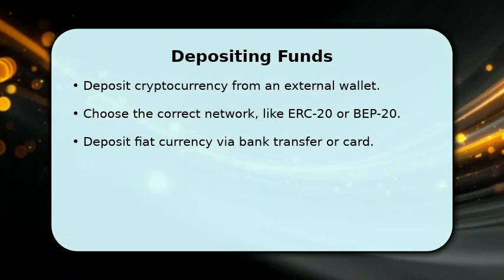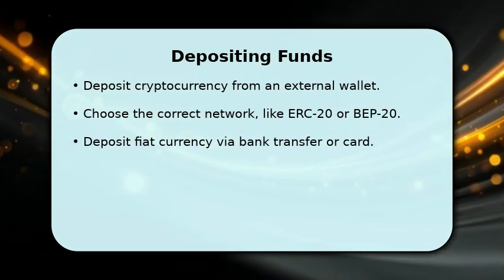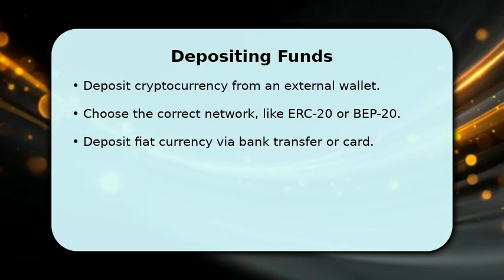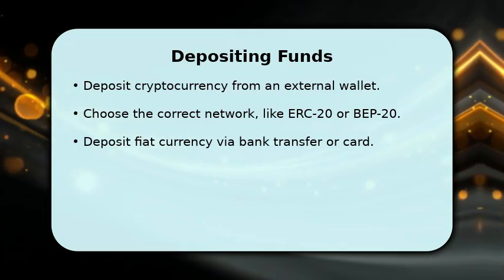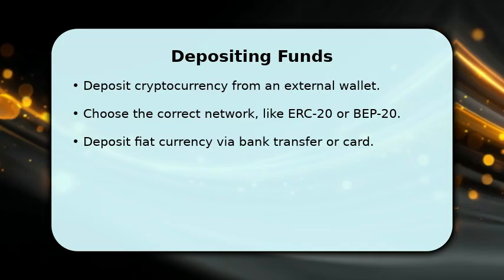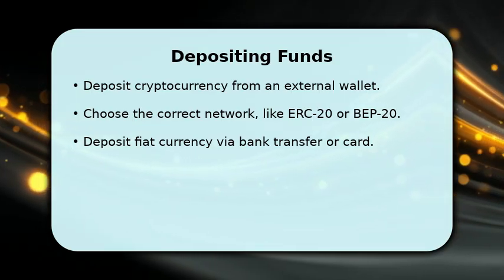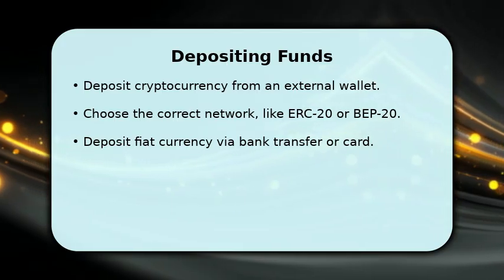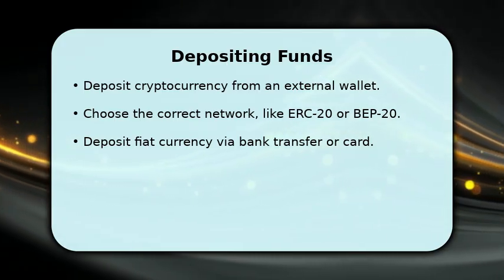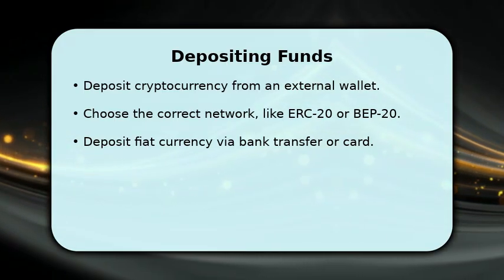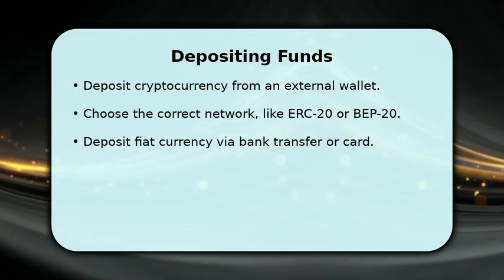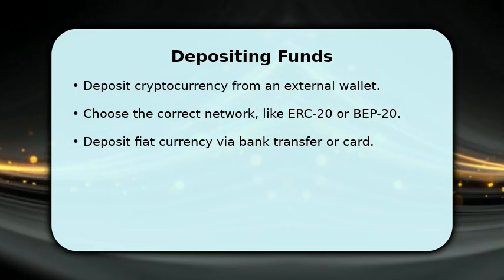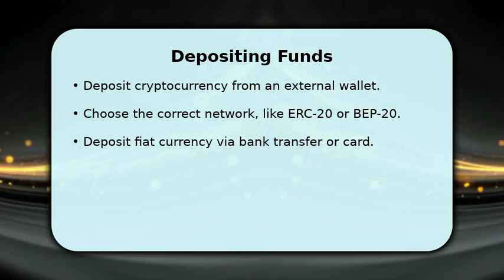Once your account is set up, it's time to fund it. You can deposit cryptocurrency directly from an external wallet. Just ensure you select the correct network, such as ERC20 or BEP20, to avoid issues. Alternatively, deposit fiat currency like US dollars or euros using a bank transfer or a credit or debit card. Binance supports various payment methods depending on your region, making it easy to get started.